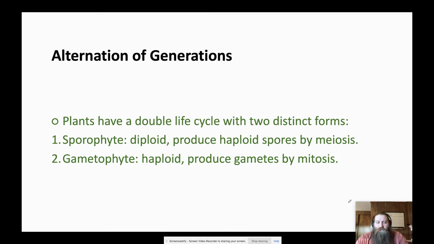There is the sporophyte generation, or the sporophyte form, where the organism is a diploid organism and it can produce haploid spores by meiosis. And then there is a gametophyte section of the life cycle where it is a haploid organism and it produces gametes, and it does this by mitosis.